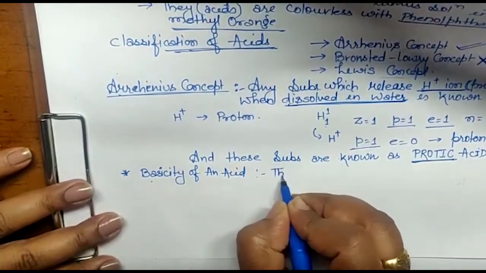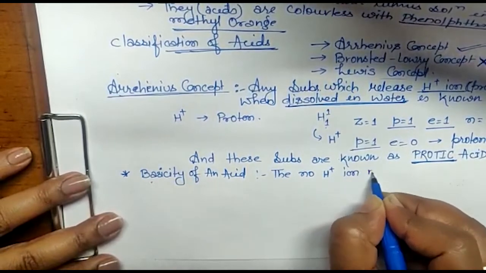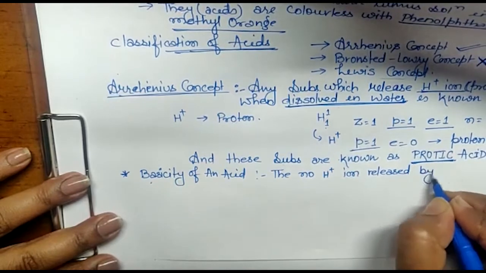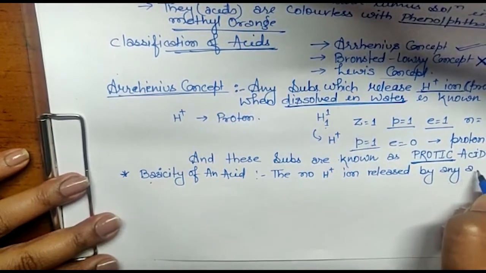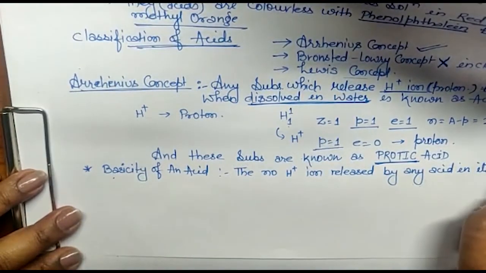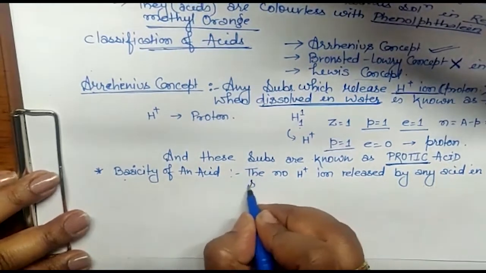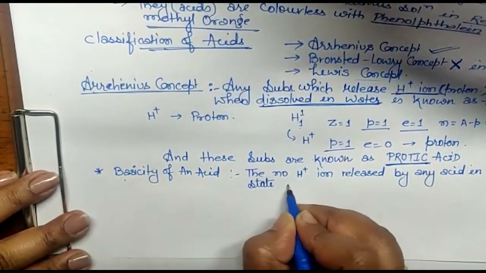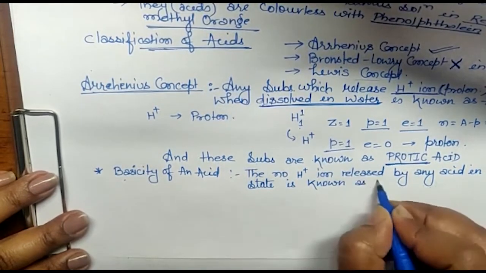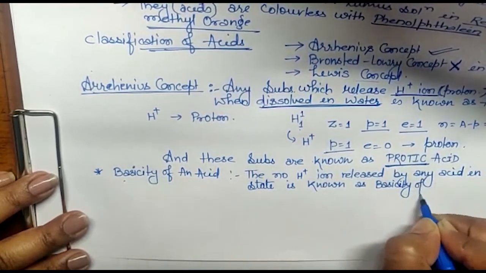The number of H+ ions released by any acid in its dissolved state is known as the basicity of an acid. Dissolved means water dissolved state. Basicity of an acid. Clear?